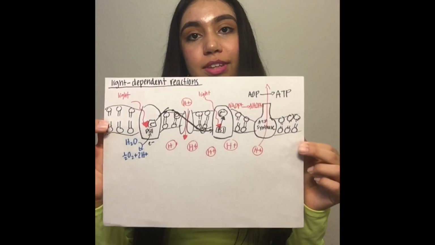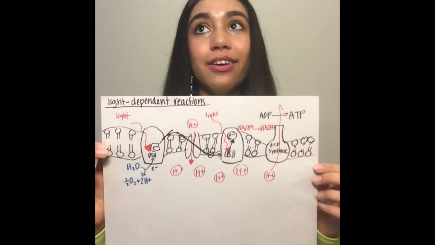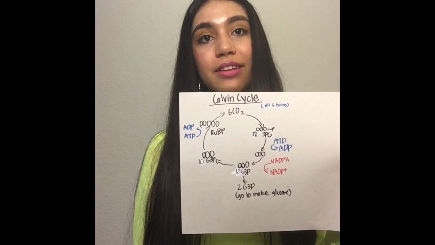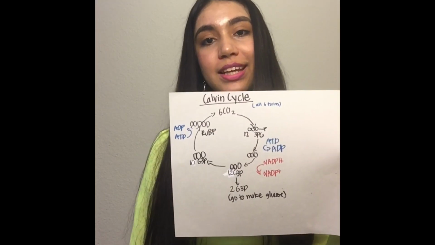This NADPH moves to the next cycle, which is known as the Calvin cycle, which takes place in the stroma and has 3 phases. First is fixation with Rubisco. After CO2 and RuBP, we got PGA. Now it's time for reduction.